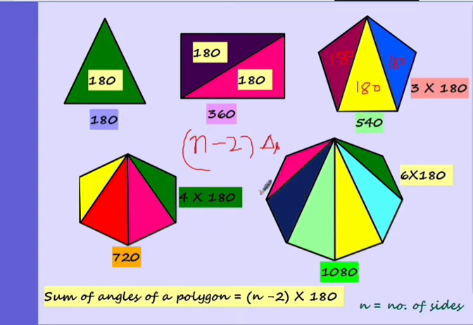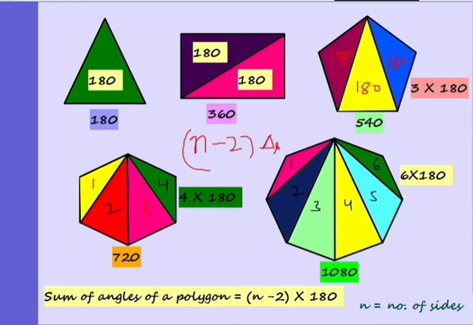In the same way we can get it here. So there are 3 triangles, triangle 1, 2, and 3 and 4. Here also we get 1, 2, 3, 4, 5, 6 triangles. So 6 into 180, the sum comes to 1080.